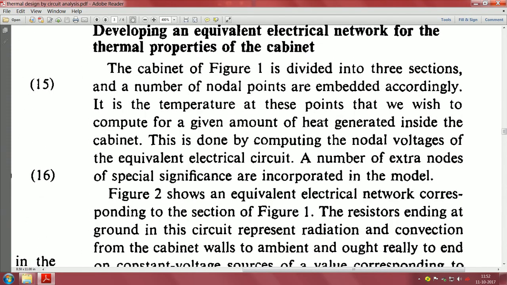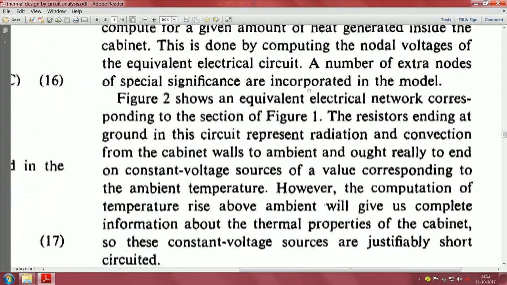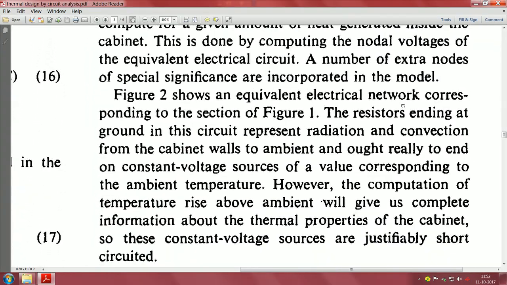Just the same thing which I had read out. Divide into 3 sections, and a number of nodal points are embedded accordingly. It is the temperature at this point that we wish to compute for a given amount of heat generated inside, done by computing the nodal voltages of the equivalent electrical circuit. A number of extra nodes of special significance are incorporated in the model. So, I will now try to jump and I will try to come back.